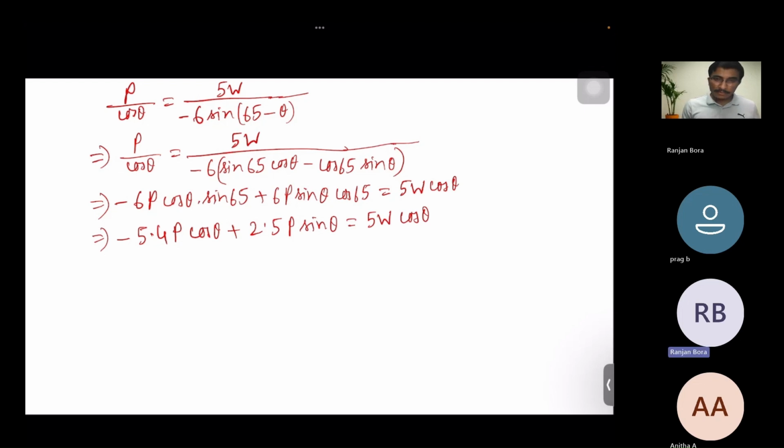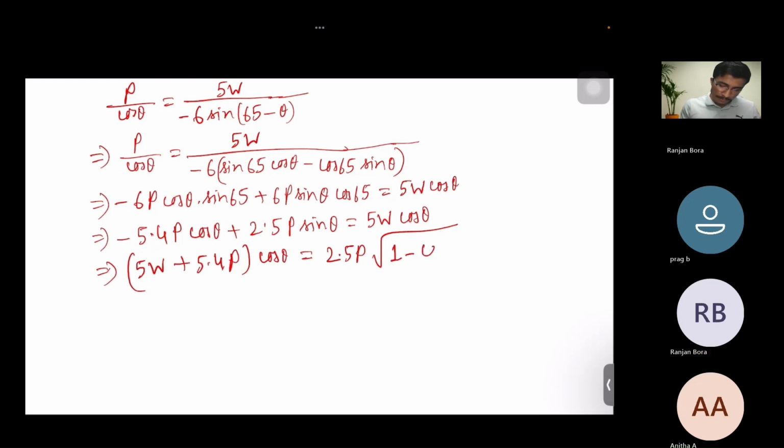So here we have got the equation in terms of cos theta and sin theta. So again, we can use one formula, which we can write this sin theta in terms of cos theta. I am taking this, 5w plus 5.4p cos theta equal to 2.5p. We can write sin theta as square root of 1 minus cos square theta.